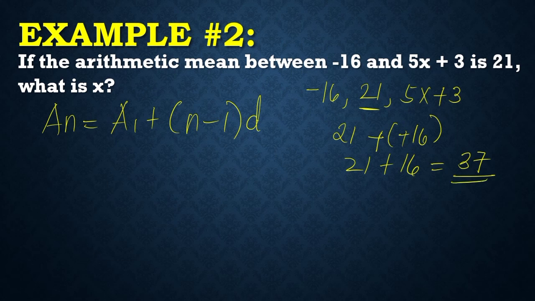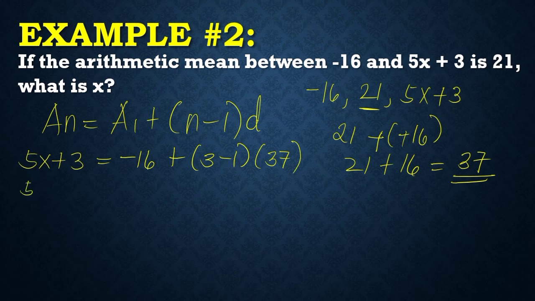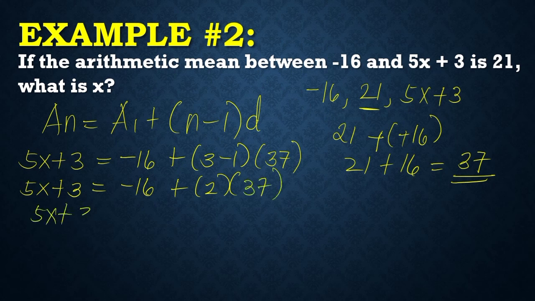Now, what is a sub n? A sub n is 5x plus 3. Okay. And then, a sub 1 is negative 16. Yung n natin, of course, 3. Minus 1 times yung ating common difference na 37. Now, 5x plus 3 is equal to negative 16 plus 3 minus 1, that is 2, times 37. 5x plus 3 is equal to negative 16 plus the product of 2 and 37, that is 74.